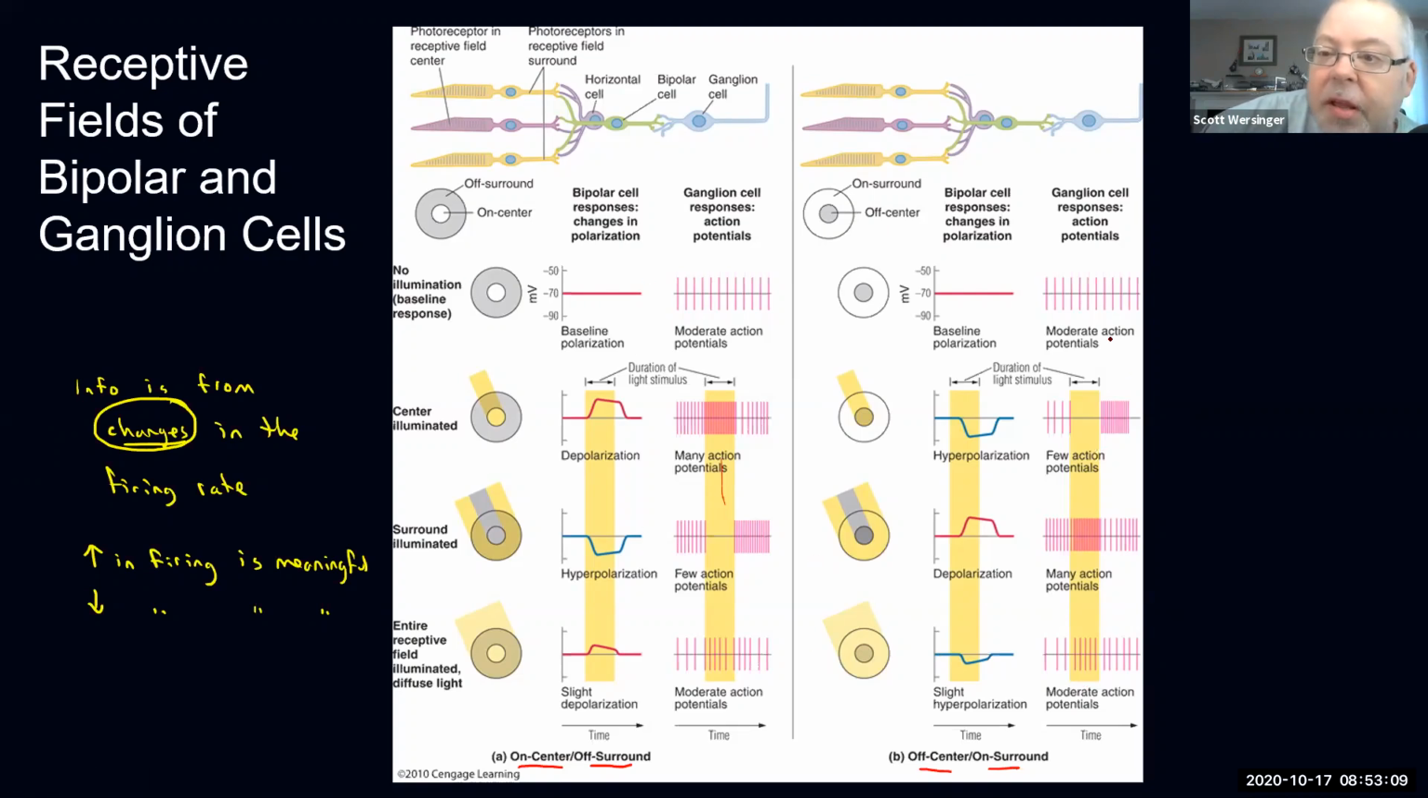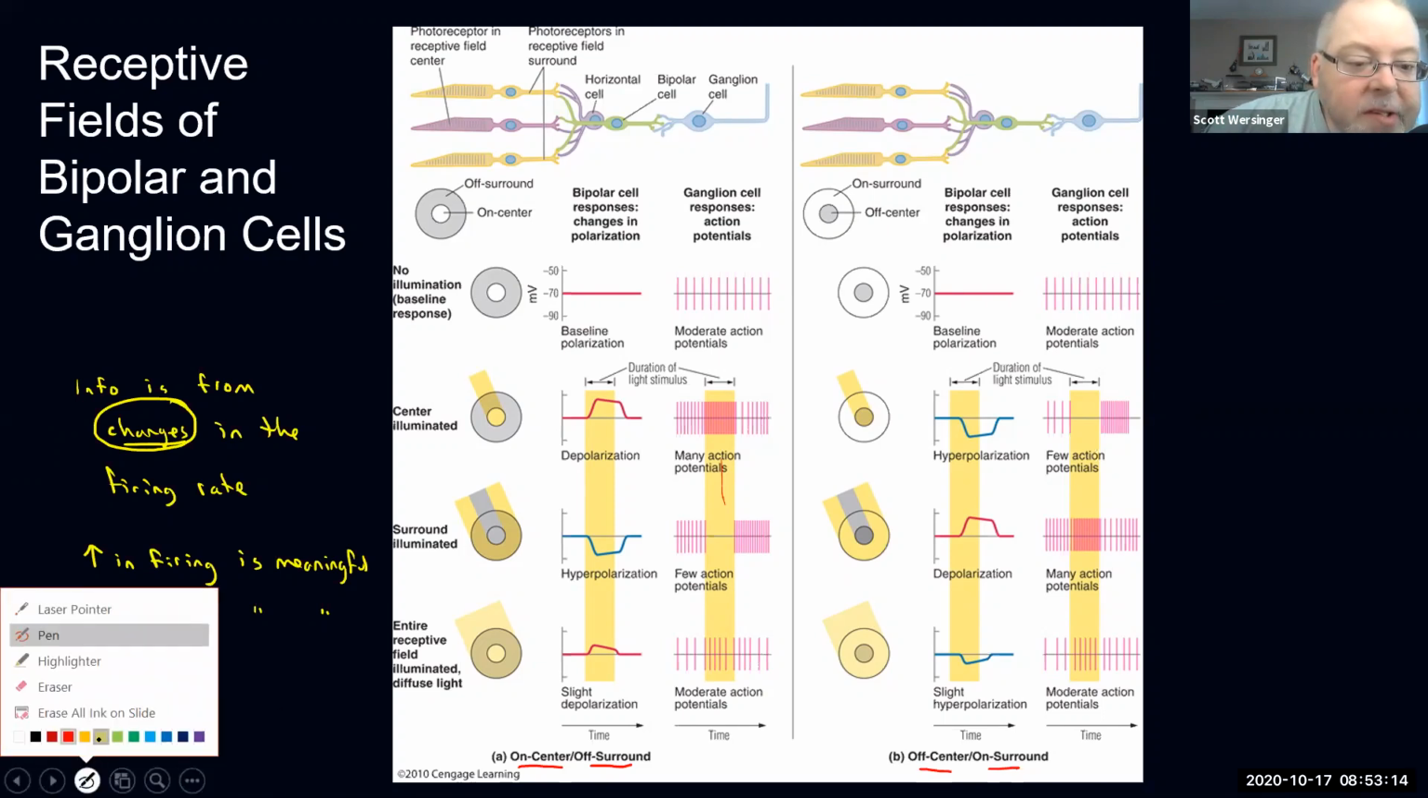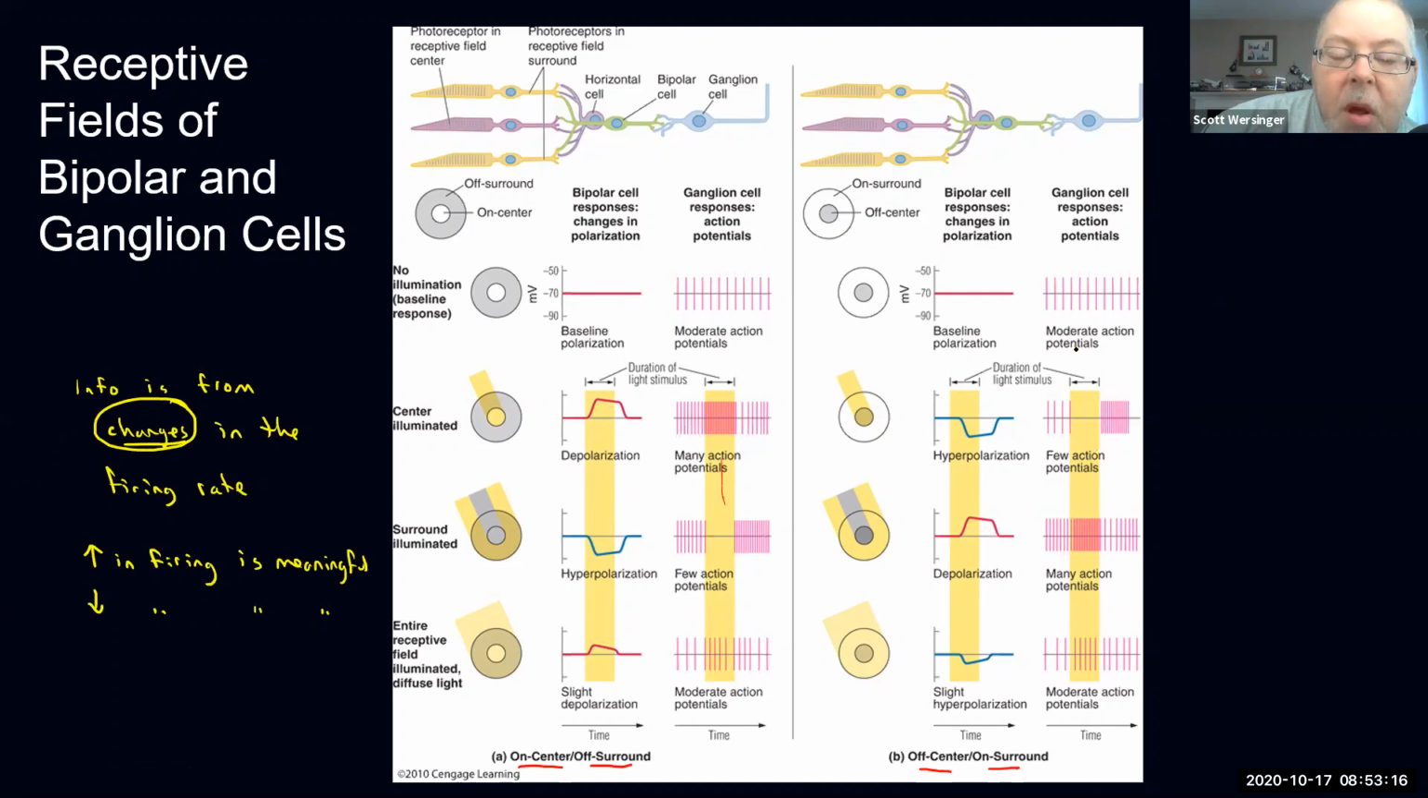Now, someone in consultation actually asked me, how does this help? Like, so what? So one thing it's going to let us do is locate things in space precisely. If the light is here, and we get an increase in action potentials, I know exactly where that light is. The other thing you have to remember is we have hundreds of thousands of retinal ganglion cells. So we're going to put these things together to make shapes.